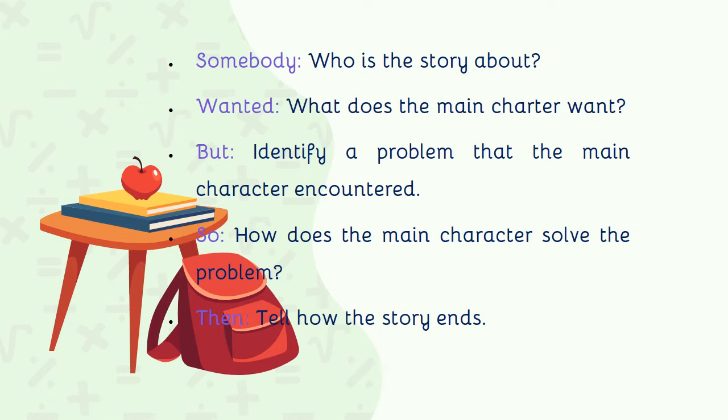And then, yung wanted: what does the main character want? Ano ba yung action or gusto nung mangyari nung main character? Then, but: identify a problem that the main character encountered. Tinutukoy lang dito sa but is yung problema na na-encounter ng main character. So: how does the main character solve the problem? Ano yung paraan para masolve niya yung problemang na-encounter niya? And then, yung then: tell how the story ends. Paano nagwakas yung story? Ano yung naging ending?